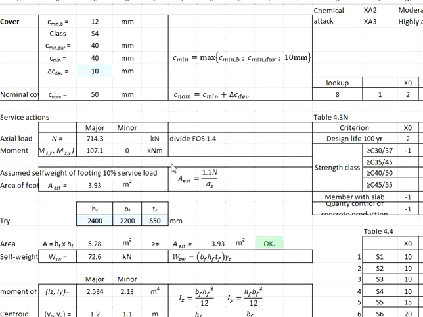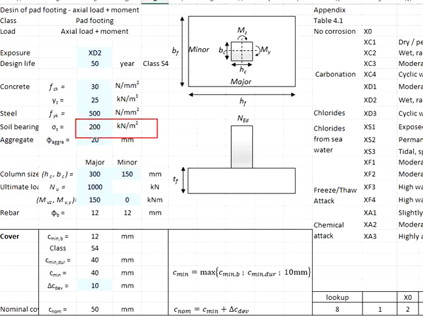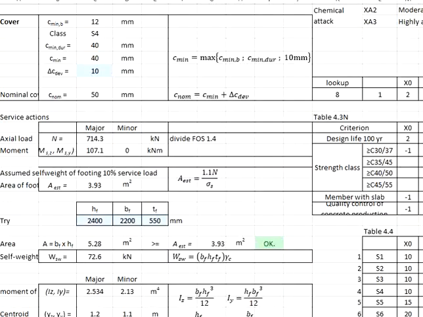1.1 is due to the service load plus 10% of the service load, divided by the soil bearing capacity, which in this case is given as 200 kN per meter square. You obtain the estimated required contact surface area of 3.93. From here, you can use this as a guideline to determine the appropriate size of the pad footing.